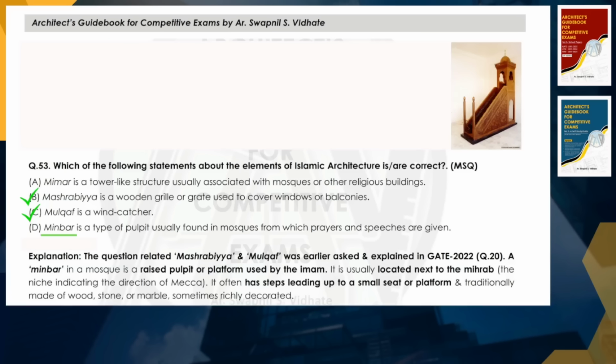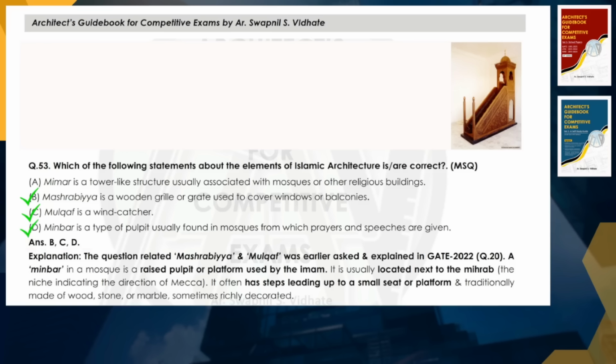Now, what is minbar? It is a raised pulpit or a platform used by the imam. It is usually located next to the mihrab. Now, what is mihrab? The question related to mihrab was also there in one of the previous year question papers. It is the niche which indicates the direction of Makkah. This minbar often has steps leading to a small seat or a platform. As you can see in this illustration, this minbar has steps leading to a small seat or platform, and it is traditionally made of wood, stone, or marble, and sometimes it is richly decorated. So option D is also the correct sentence, right?